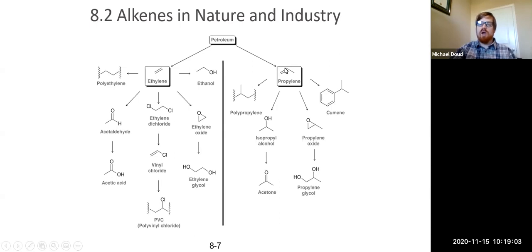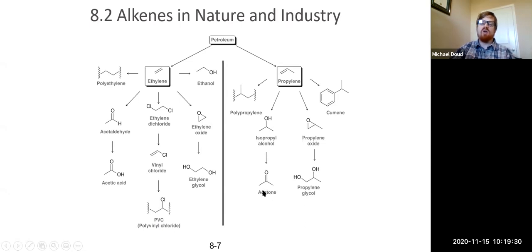So propylene as well, crucial for plastics, especially polypropylene. So polypropylene, again, is probably the second most abundant plastic that you run into. Those chairs that we use at class, if you have one of those purely plastic chairs, that is probably made of polypropylene. You can also make, again, isopropyl alcohol and acetone from that.